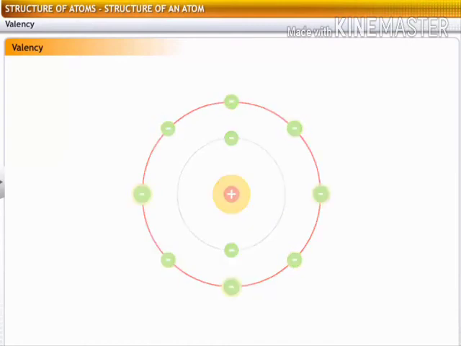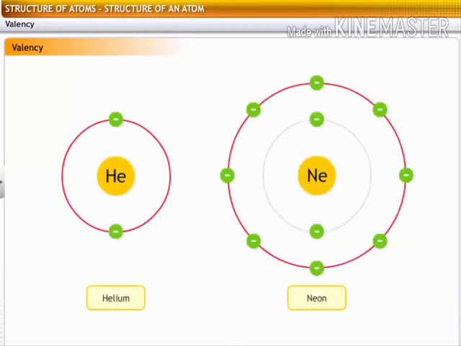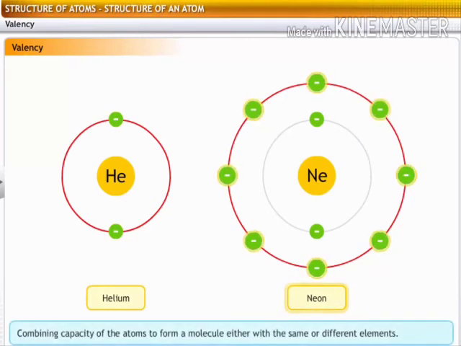For example, helium and neon, where helium has 2 electrons in its outermost shell and all other inert gas elements have 8 electrons. The combining capacity of the atom to form molecules either with the same or different elements is defined as valency.